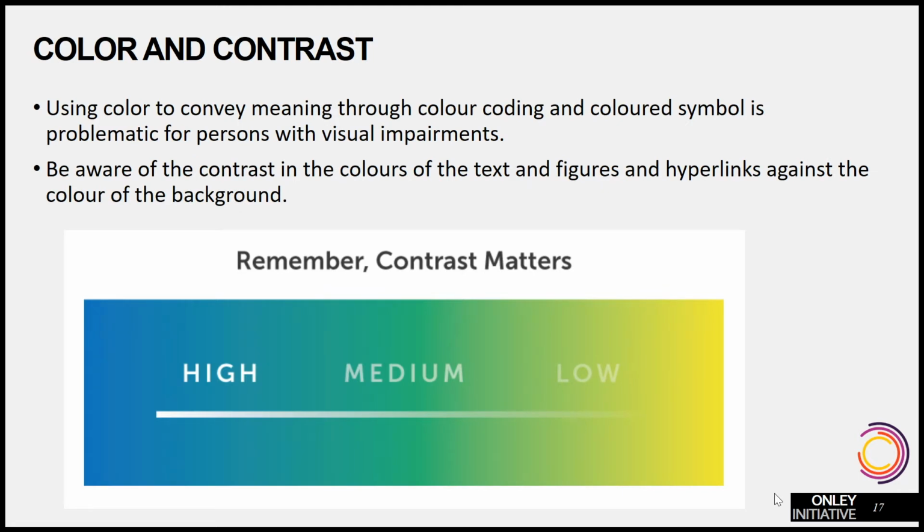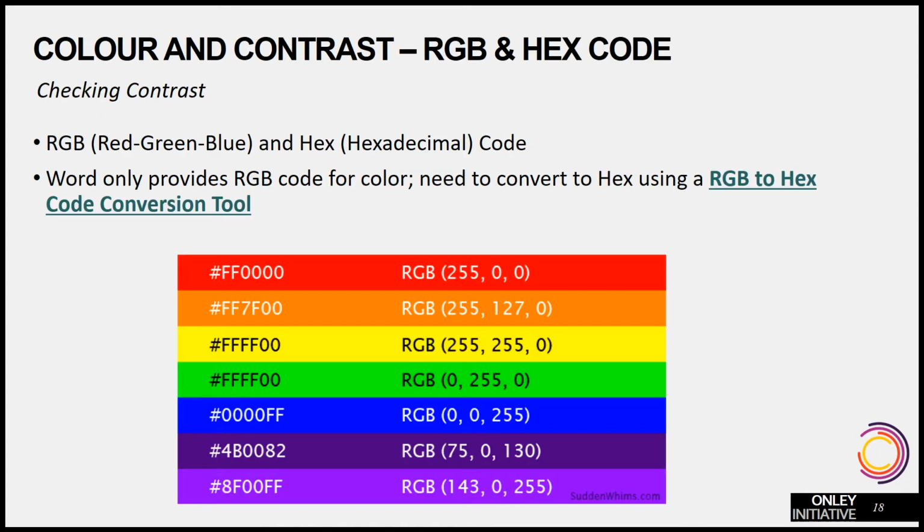Using color to convey meaning through symbol or color coding is problematic for persons with visual impairments. Be aware of the contrast in the colors of the text and figures and hyperlinks against the color of the background, choosing high contrast color combinations.